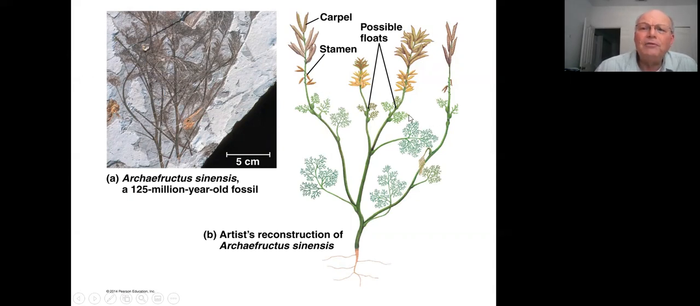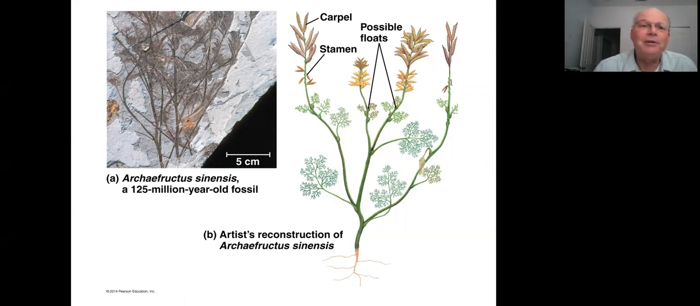There is evidence of structures that look like floats. So it's been suggested that Archifructus was possibly a plant that grew in water. And so one of the questions that has been asked is, did flowering plants originate in water, or did they originate on dry land? Well, the evidence suggests now that their origin lies in dry land, and even though Archifructus has these structures that look like floats that may have held it upright in water, as an ancestor of flowering plants, this is not one.